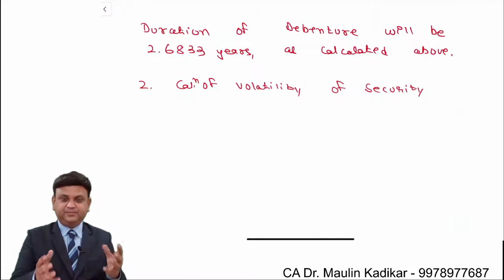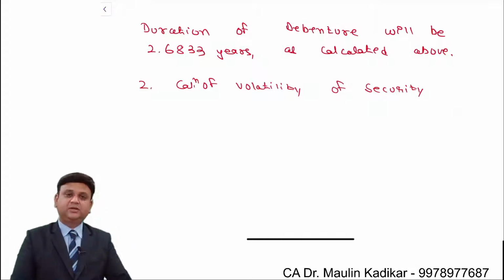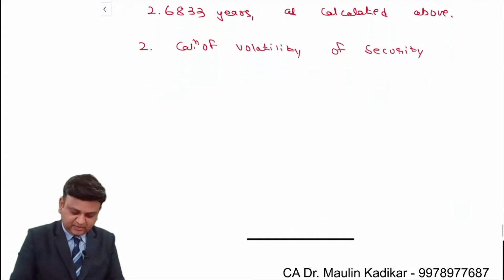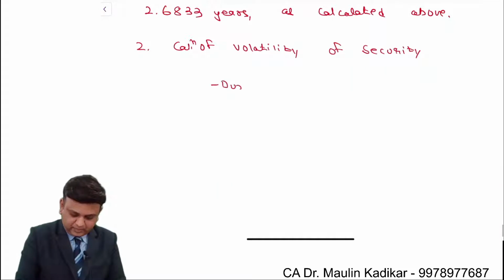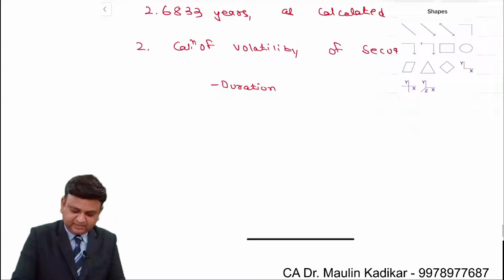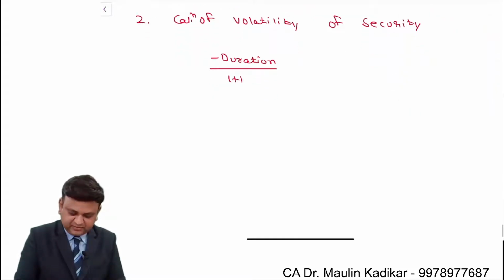At the same time, if there is a decrease in the required rate of return, the price of the security is bound to go up. What is the rate at which it will go up is what this is indicating. Friends, it is calculated by using a formula like this: negative duration divided by 1 plus k. That is the formula that we have.